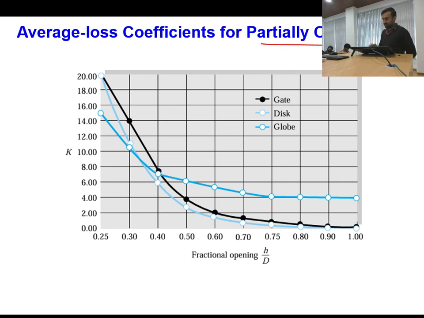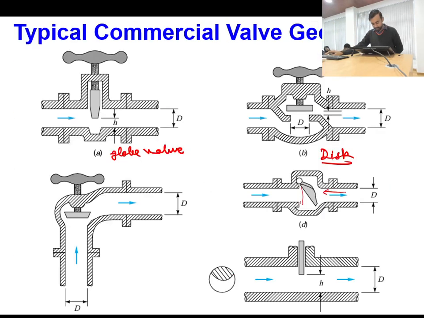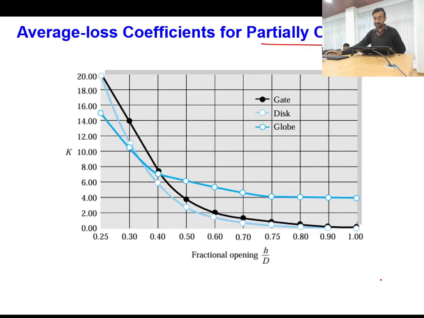So you can see in one of the previous diagrams, to indicate the opening, we have D as the diameter and H as the extruded portion, either disc or globe, which is actually closing the section of the pipe. So depending upon the fraction H by D, I can define whether the valve is fully open or in the closed position. When H by D is equal to 1, it is in the fully closed position. When H by D is equal to 0, it is fully open, and in between we can say it is the partially opened valve.